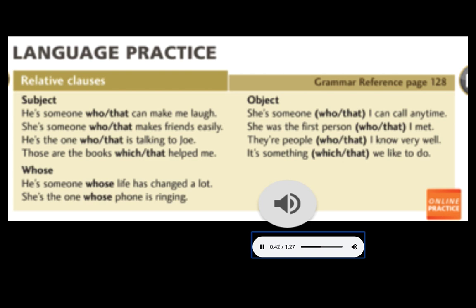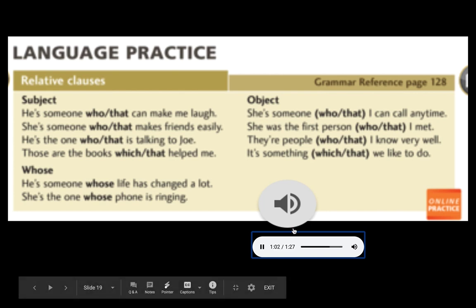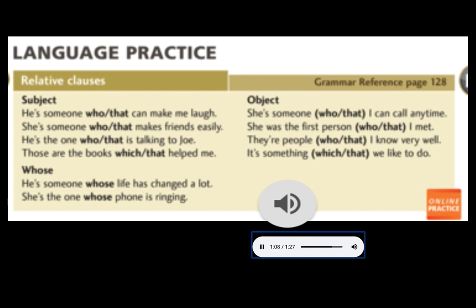Object. She's someone who I can call any time. She's someone that I can call any time. She was the first person who I met. She was the first person that I met. They are people who I know very well. They are people that I know very well. It's something which we like to do. It's something that we like to do. Whose. He's someone whose life has changed a lot. She's the one whose phone is ringing.